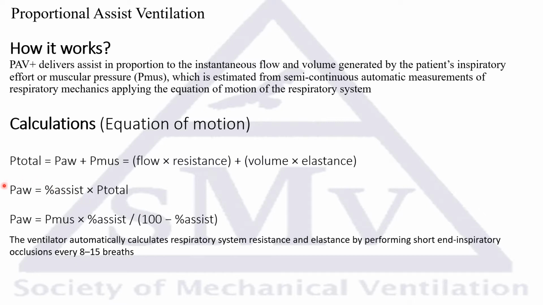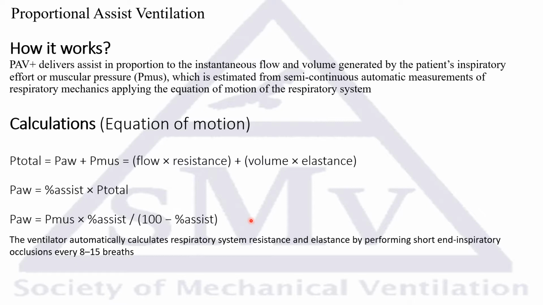The ventilator calculates the airway pressure based on the percent assist, which the clinician dials, times the total pressure required. And the airway pressure will be the PMUS, which is the patient-generated pressure, multiplied by the percent assist over 100 minus the percent assist. You can read the many papers that exactly describe how the ventilator gets and calculates all this respiratory mechanics.